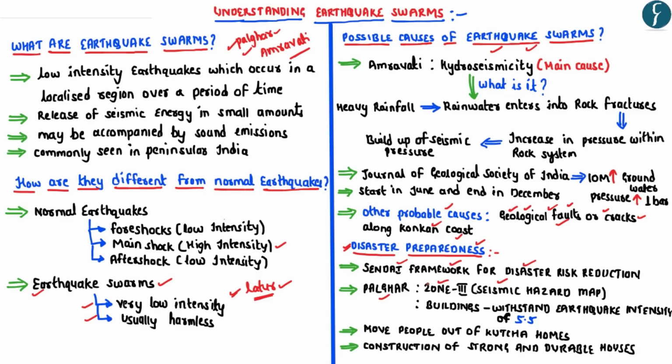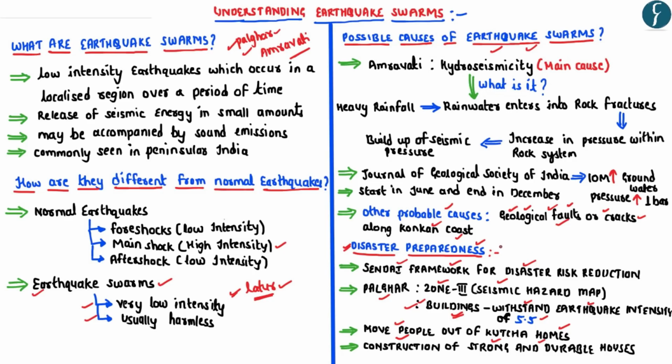So, since this particular district is in Zone 3, the buildings in this district have to be constructed in such a manner that they can withstand an earthquake intensity of more than 5.5. And accordingly, the government has to move the people out of the Kacha homes into a temporary location. And in the long term, the government has to focus on construction of strong and durable houses which should be able to withstand an earthquake intensity of 5.5 and above. Further, the government can also carry out an audit of the buildings in order to ensure that they are able to withstand earthquakes of higher intensity.